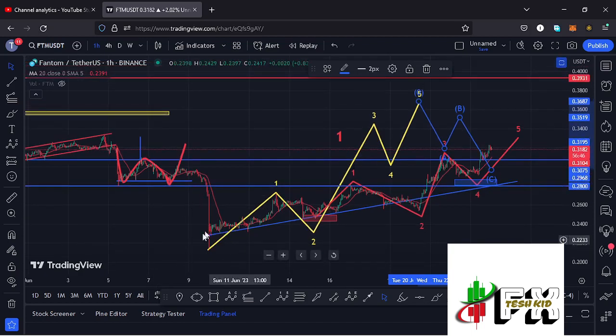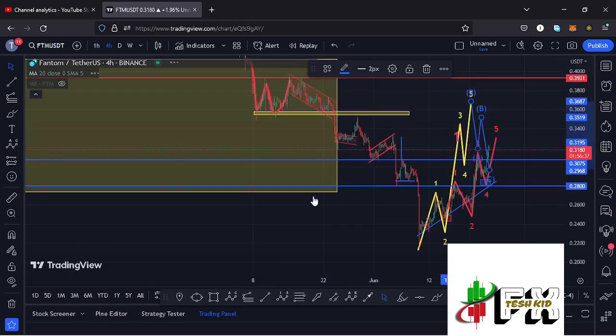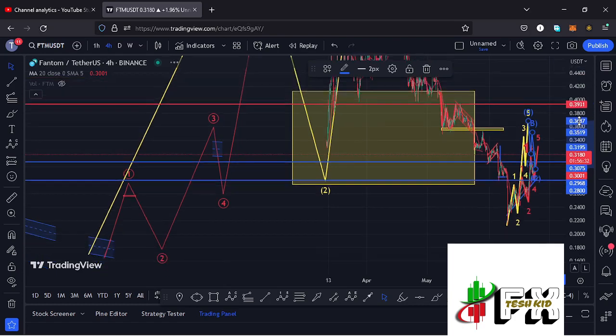and that we have a low in place that we made on the 10th of June, at around the $0.2123 mark. And this move on the lower time frame has also continued to align with what I'm expecting from the long-term point of view.